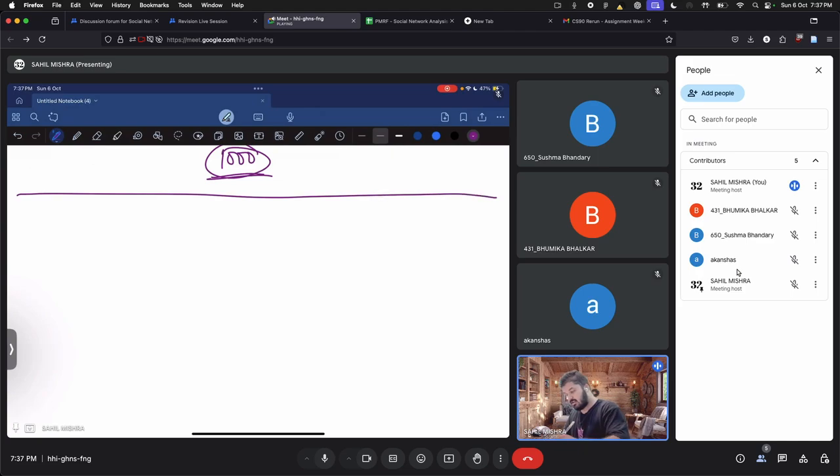Then the third property is the scale-free property. What is the scale-free property? Can anyone tell me?